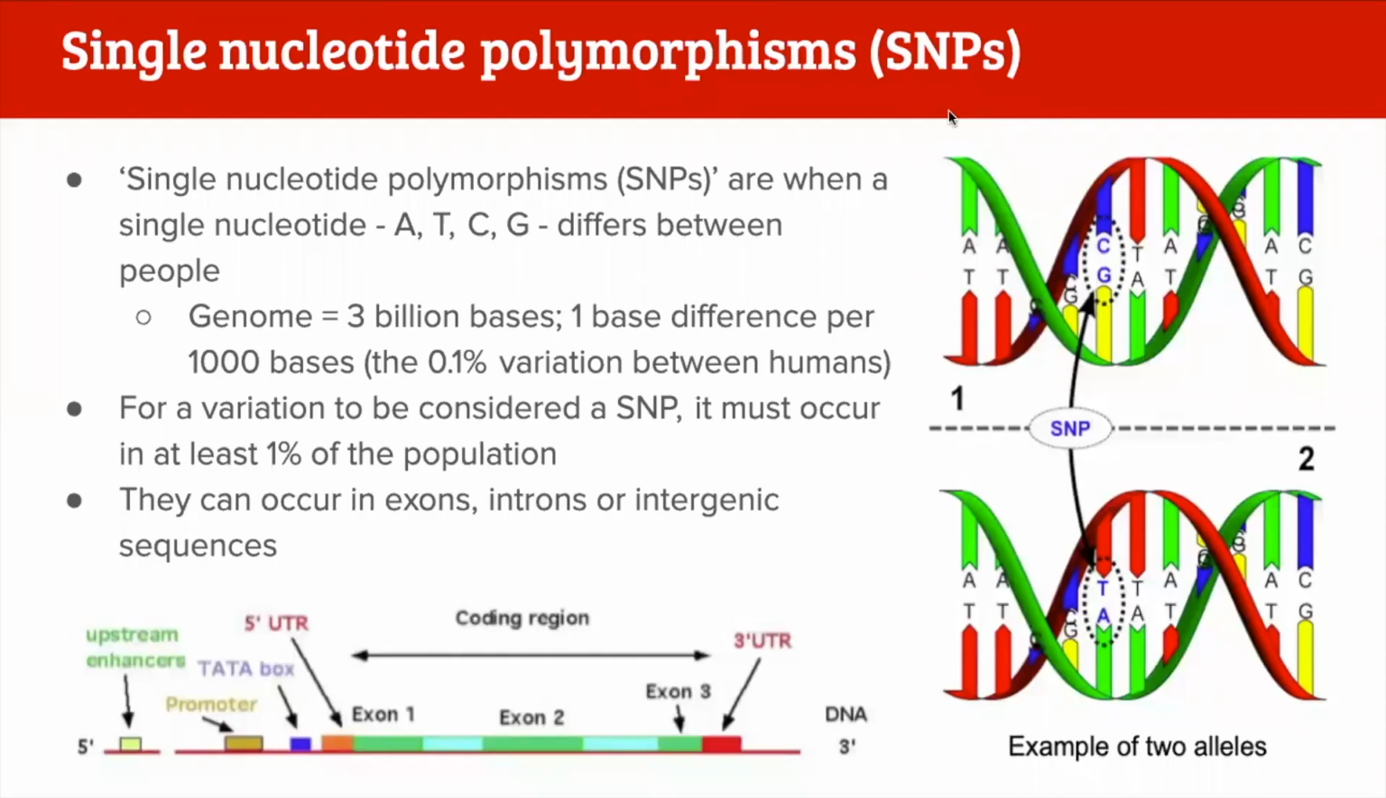All right, so moving on to SNPs, or single nucleotide polymorphisms. SNPs are when a single nucleotide, so your A, T, C, G, differ between people. Recall that the human genome has about 3 billion bases, and for every 1,000 bases, you'll have a 1 base difference. So that is the 0.1% variation between humans. Now, for a variation to be considered a SNP, it must also occur in at least 1% of the population. If it occurs in less than 1%, then it's not significant enough to be considered a SNP. And SNPs can occur in exons, introns, or between gene sequences.